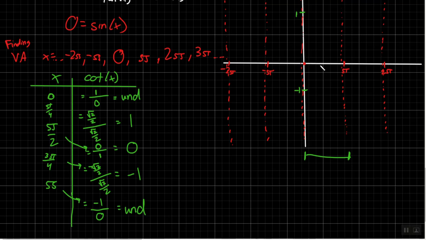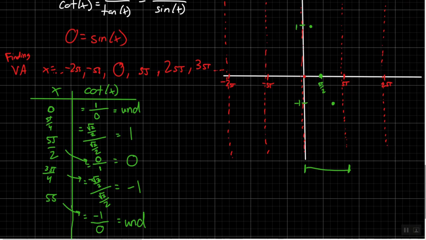At pi fourths, so this can be like pi halves, pi fourths is about right there. I'm at positive 1. If I'm at pi halves, my y value is 0, so I'm right there at 0 for my y values. My next one is 3 pi fourths, a little bit less than pi, so I'm right here on my x. Then I have to go down to negative 1. So those are my 3 points right there. And the last one is undefined. I can't plot a point.